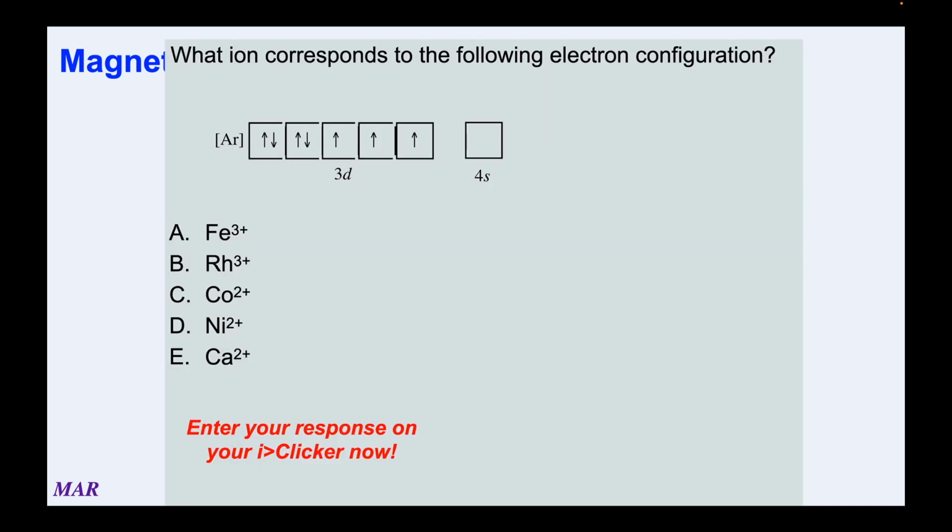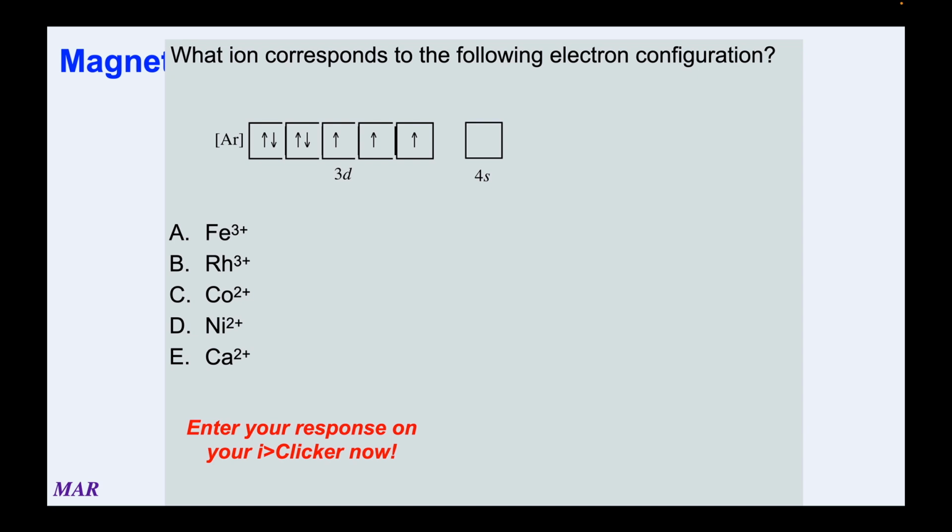It says, which ion corresponds to the following electron configuration? Now, notice here that this has an argon core, an empty 4s box, and 3d electrons. And if you count the up and the down arrows, there are 7 electrons there. So 3d7, okay? So knowing that it has, first of all, an argon core, it cannot be answer B, because rhodium is not in the argon set. It would be the next one down. It would have a krypton core. So B is out. All right.